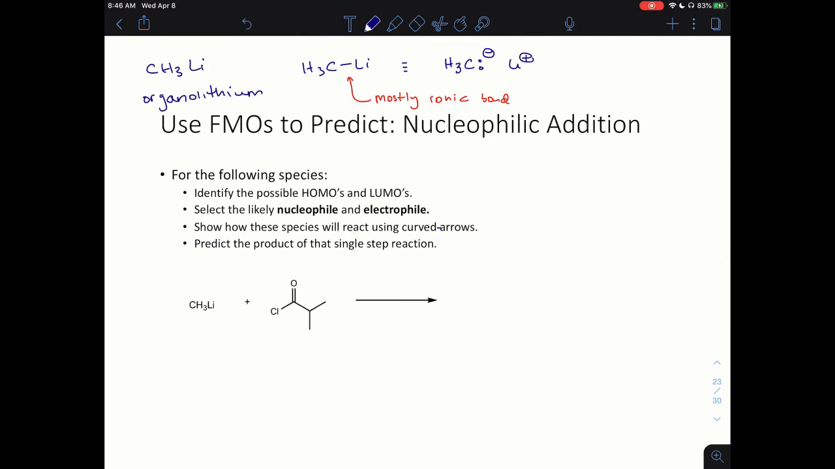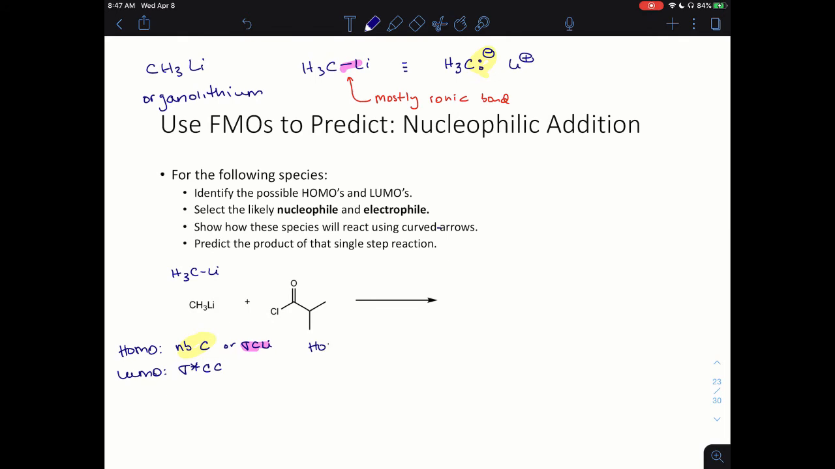Okay, so let's take a look. The highest energy filled molecular orbital for this species, I would accept 2 answers. I would accept non-bonding electrons on carbon if you were thinking about the ionic kind of picture, or I would accept sigma electrons in this carbon-lithium bond. We're talking about the same thing here. So either way, we're good. All right, so the LUMO would be sigma star CC.